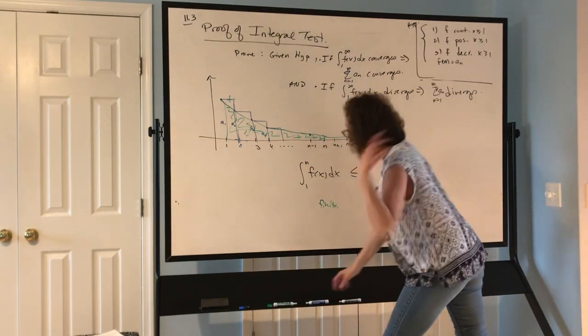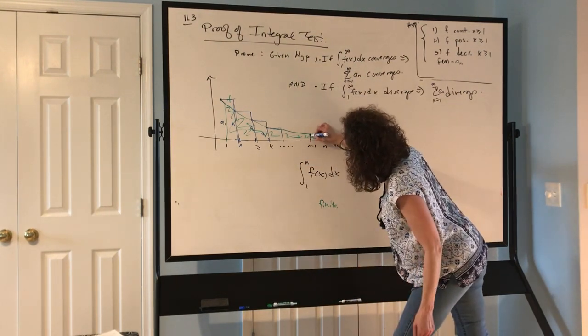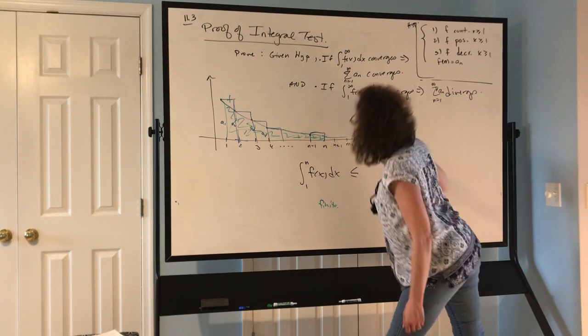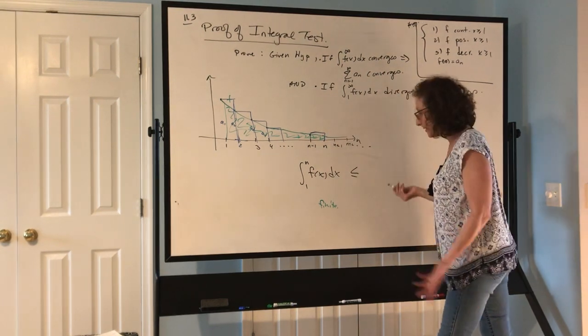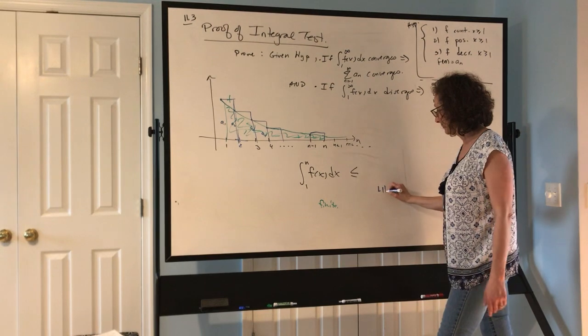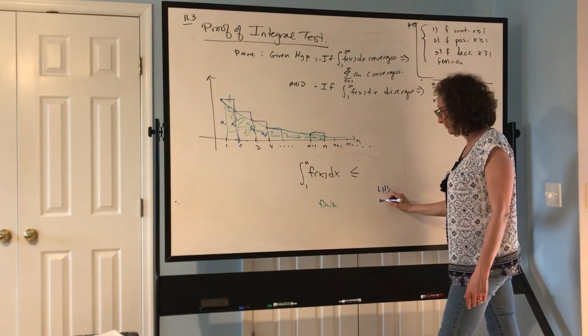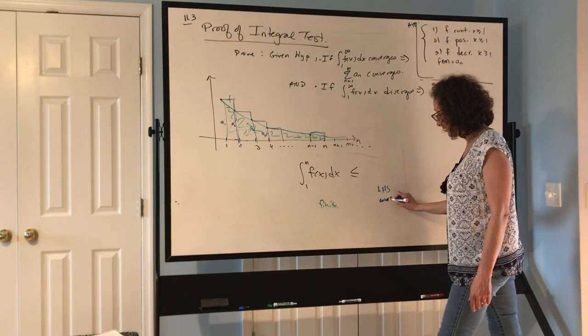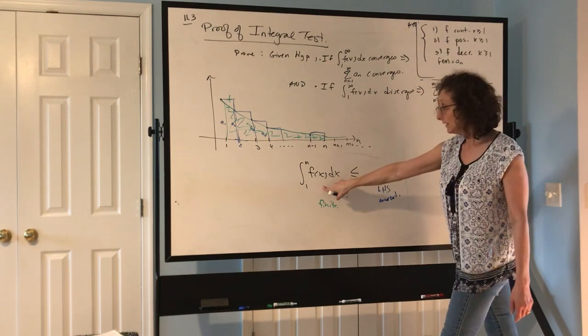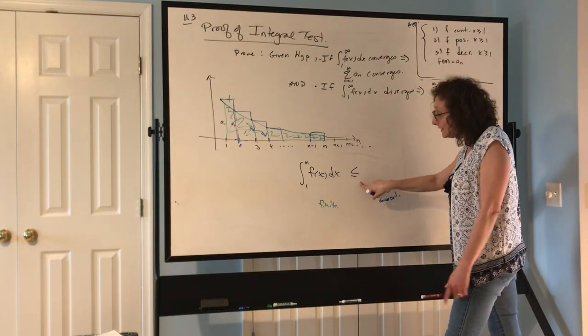Right? The very last left-hand sum is going to be here, right? And that's going to be an overestimate for that integral from 1 to n. And so what is that sum?